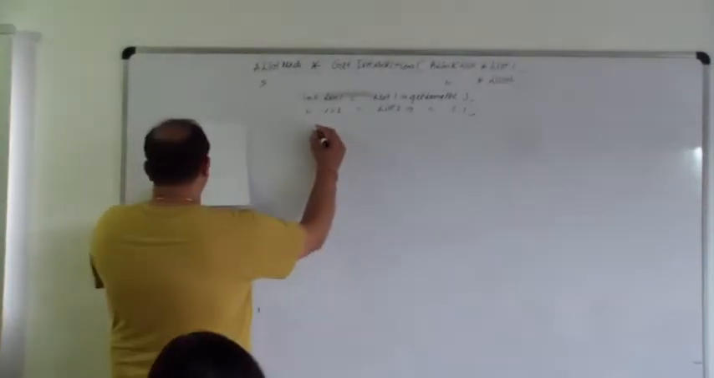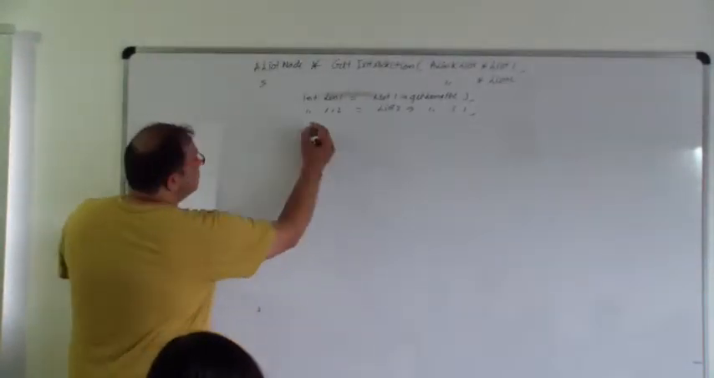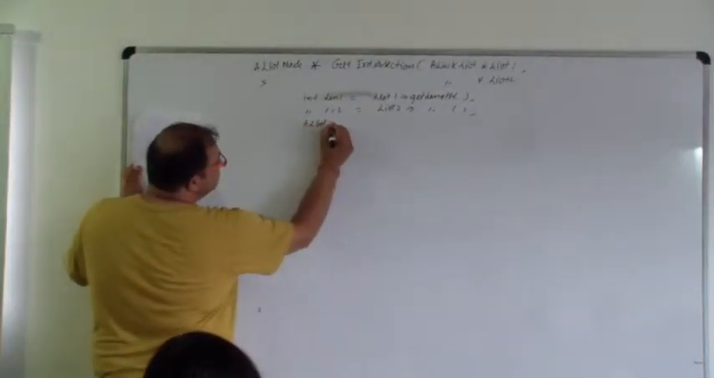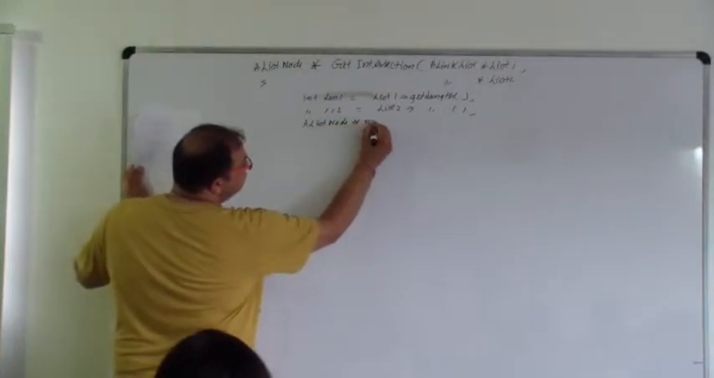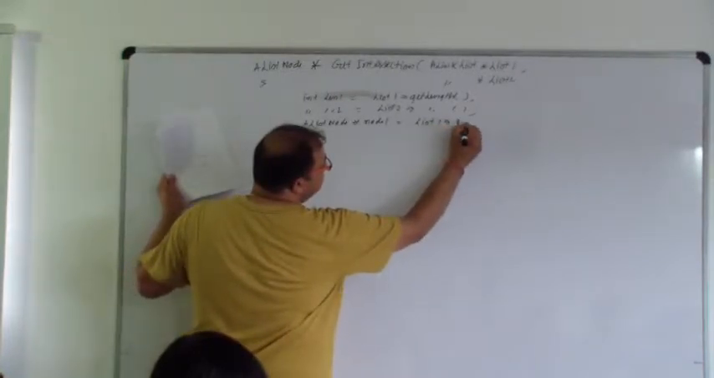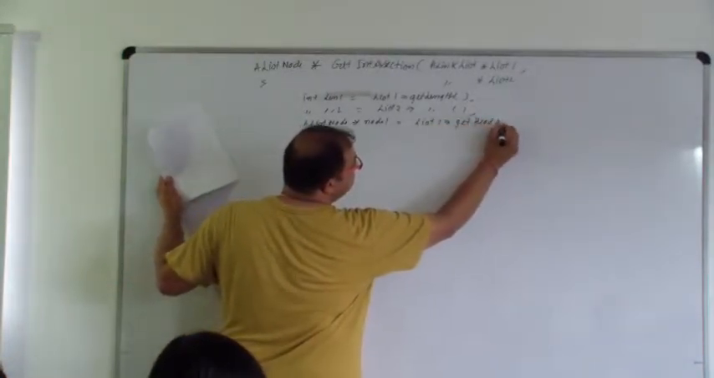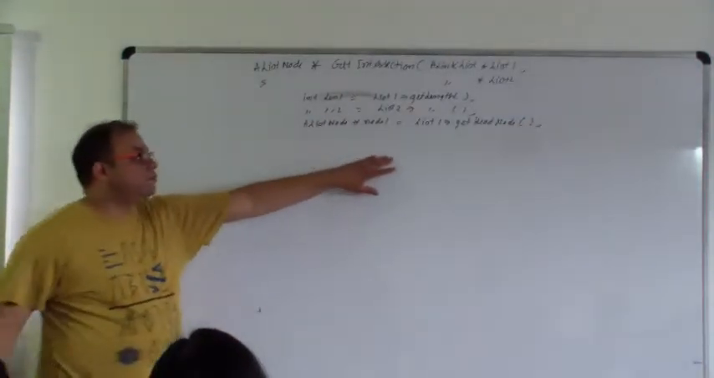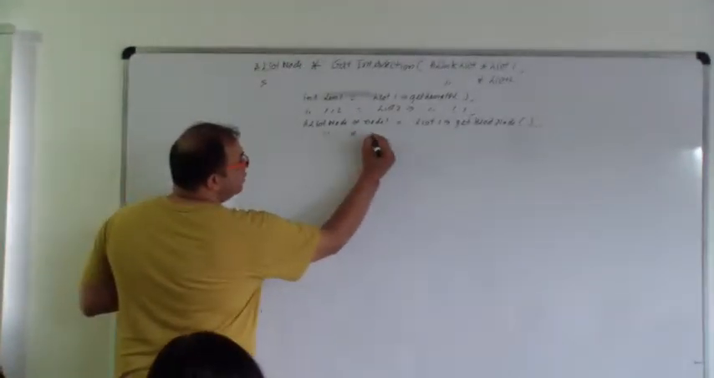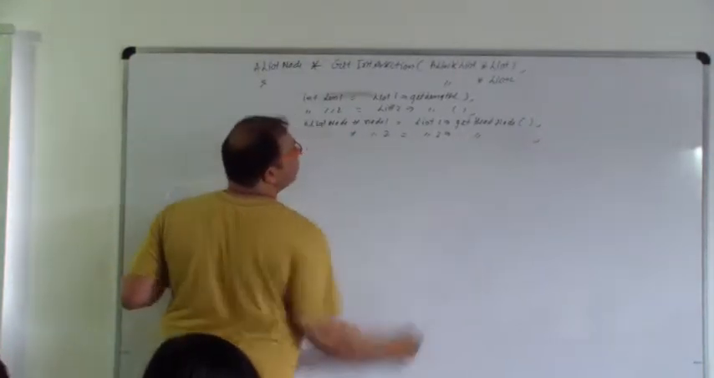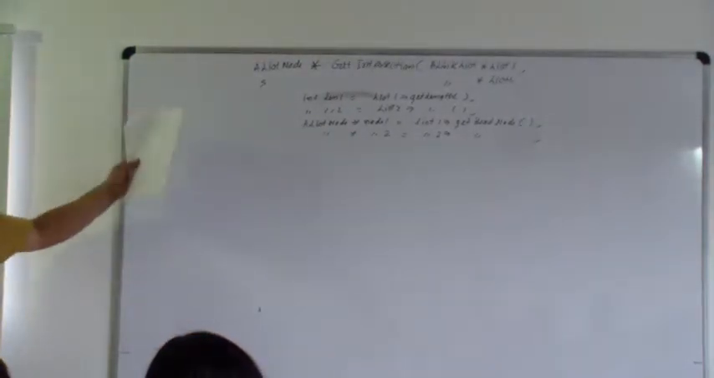Then we will check. We'll get the head node. So we'll say a ListNode star node1 is equal to list1 arrow getHeadNode. I have a function getHeadNode which returns the head node. Star node2 is equal to list2 arrow getHeadNode. Okay, so I get the head node of both of them.